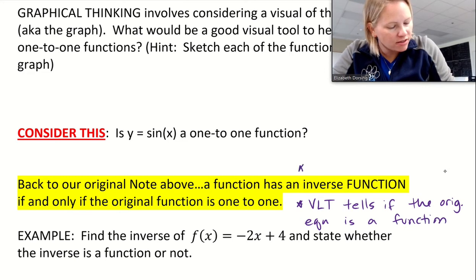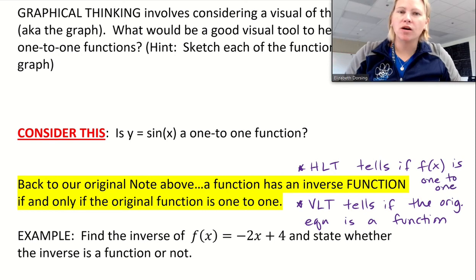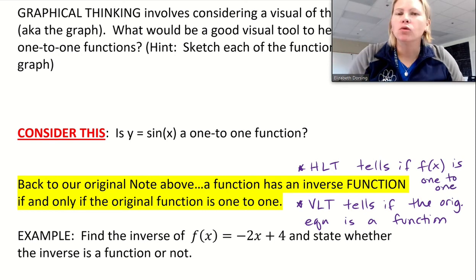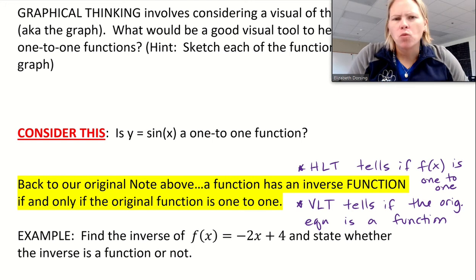The horizontal line test tells if the function is one-to-one. If it's one-to-one, then when you go to find the inverse, it will also be a function. So let's consider this. Why do we care about being one-to-one?